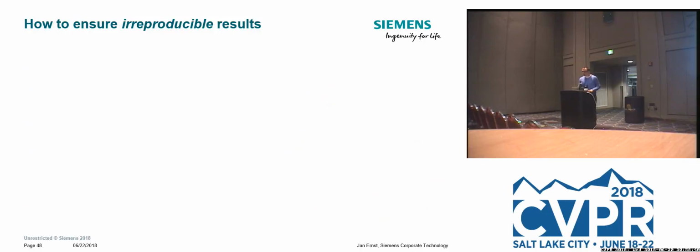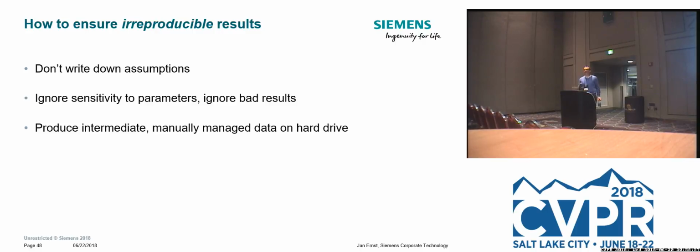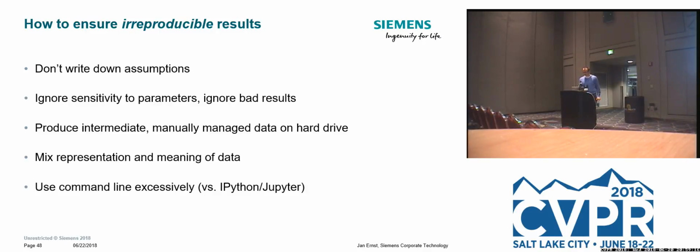All right, so finally, I don't know how to ensure reproducibility, but I'm pretty certain on how you get irreproducible results. Don't write down your assumptions. Yeah? Ignore the sensitivity to parameters and ignore bad results. Produce intermediate data that is not identified uniquely and copy it somewhere else or share it with somebody. That kills reproducibility because of the arguments mentioned earlier. Mix representation and meaning of data. Again, bad practice because you may have a different interpretation as somebody who uses your system, and then you're done. And finally, excessive use of command line.